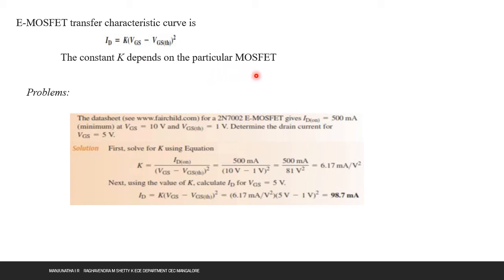So MOSFET is having a different P substrate and N substrate, and based on the composition of P substrate and N substrate that we are using during the manufacture, the K value is going to differ. So that we have to understand here.